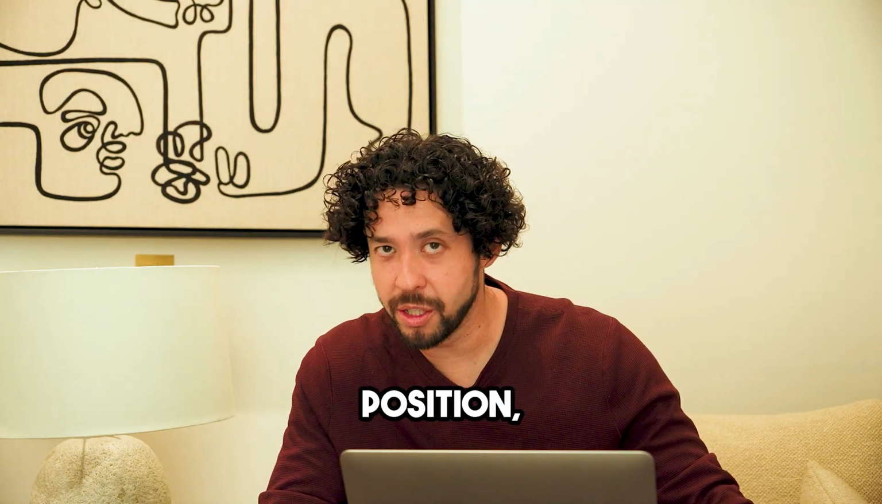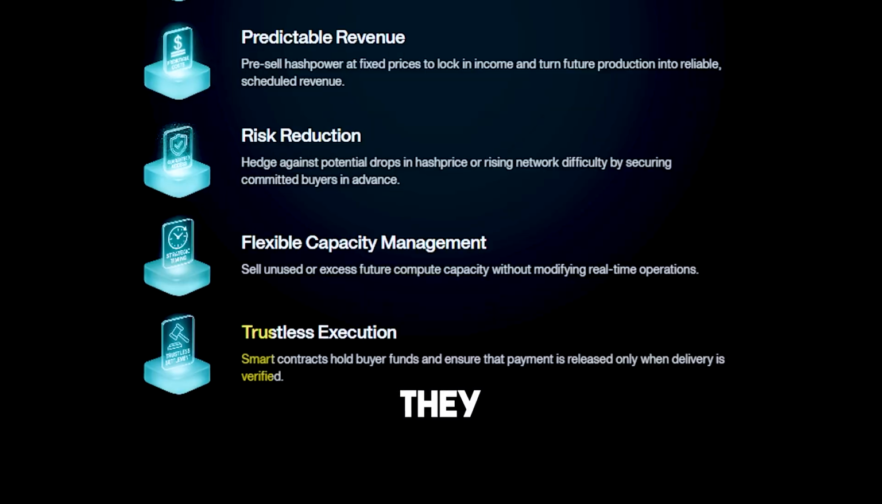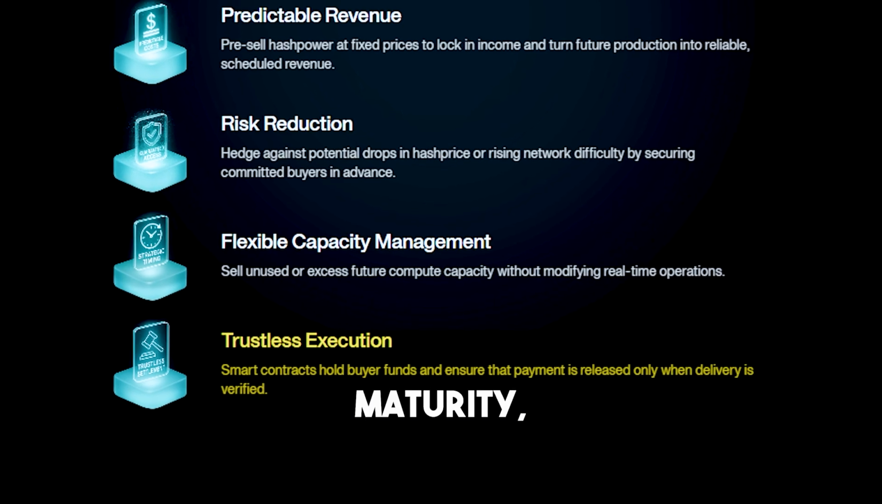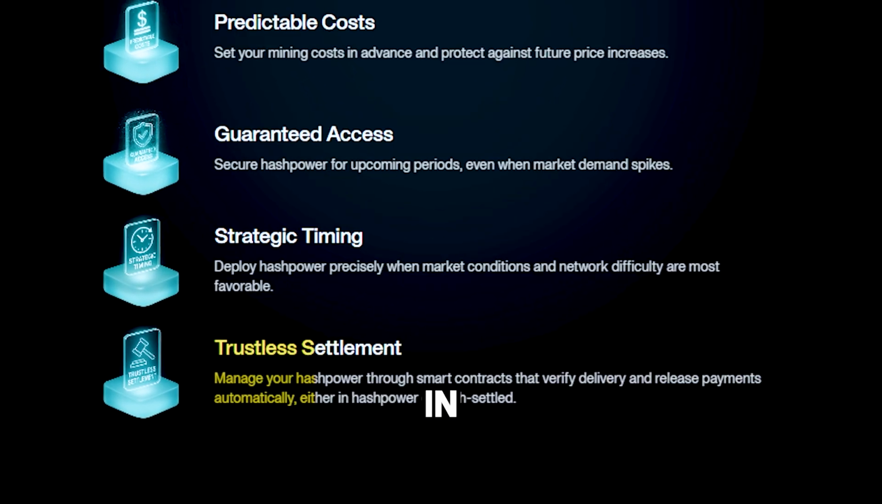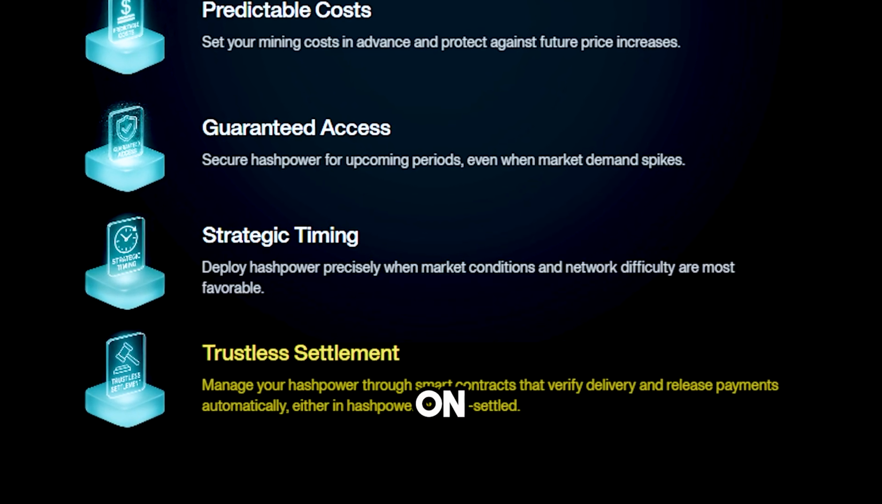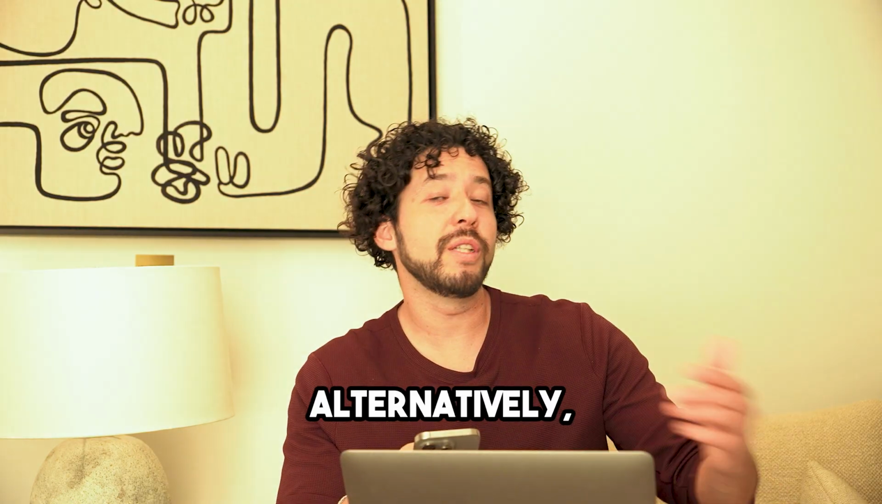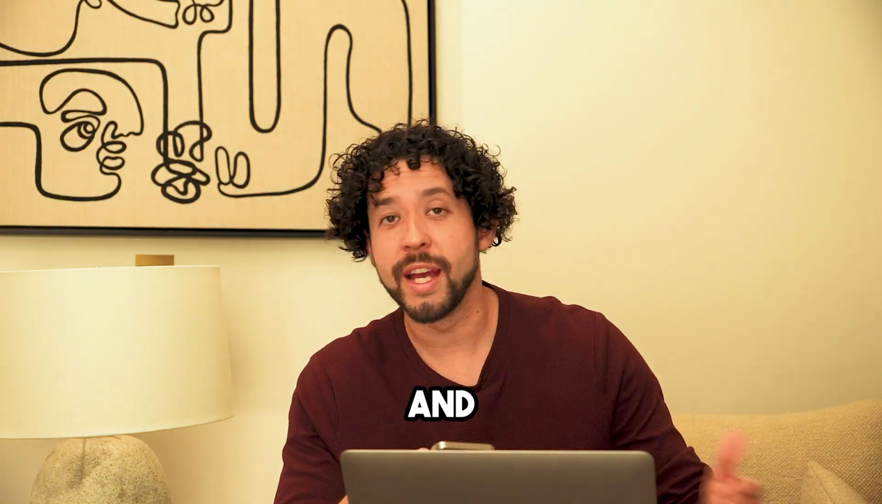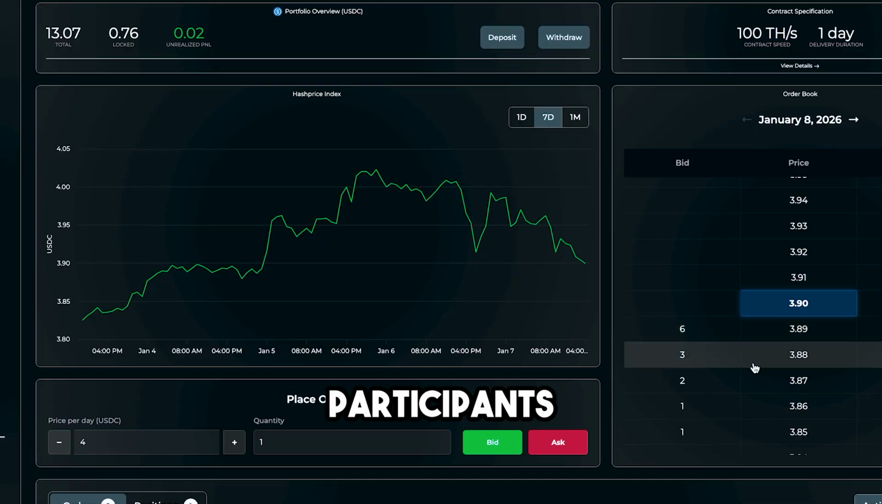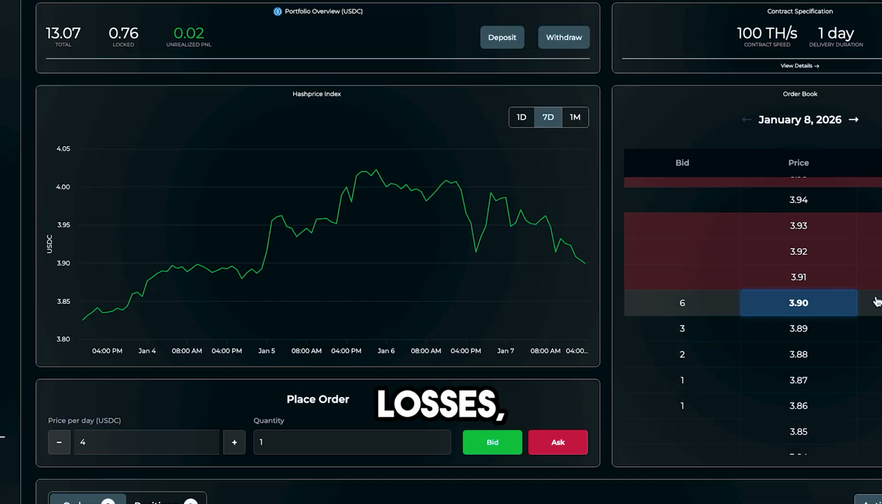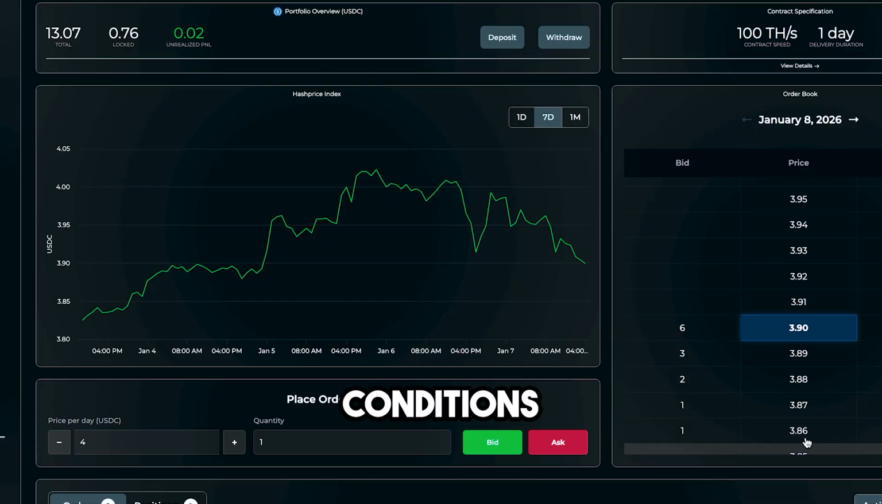After entering a position, users have flexibility. They can hold the contract until it reaches maturity, at which point the settlement occurs in Hashpower or in USDC, depending on the user's preference. Alternatively, they can exit the position before maturity and trade it back to the market. This allows participants to realize gains, limit losses, or adjust exposure as market conditions change.